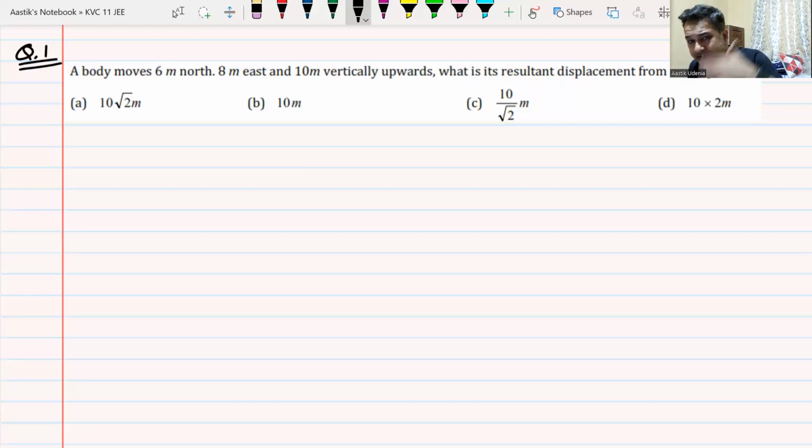First of all, tell me, what type of motion is this? Is this 1D, 2D, or 3D? 3D, yes or no? He's moving right, he's moving left, he's also moving up and down. So this is a case of 3D motion. Yes, now tell me the answer. What is the displacement?